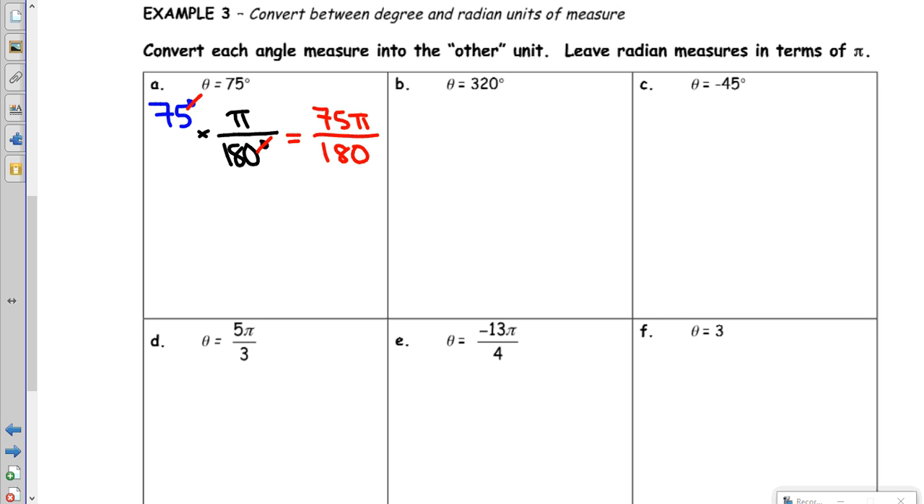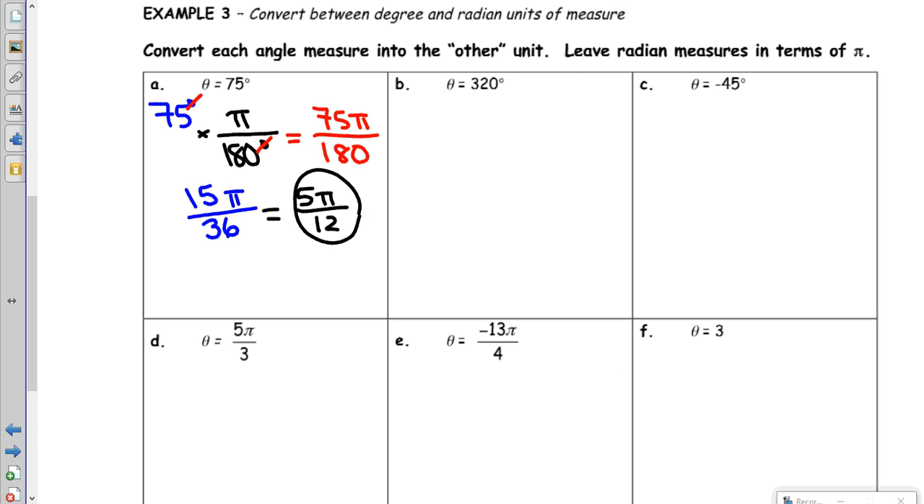If I'm trying to reduce without a calculator, I don't usually notice the biggest thing that goes in. Like right now, 5 is going to go in both the top and the bottom. So let's see, 5 goes into 180 36 times. And 5 goes into 75 15 times. Then I happen to notice that both 15 and 36 are also divisible by 3. So 3 goes into 15 5 times. 3 goes into 36 12 times. And my final answer is 5 pi over 12.